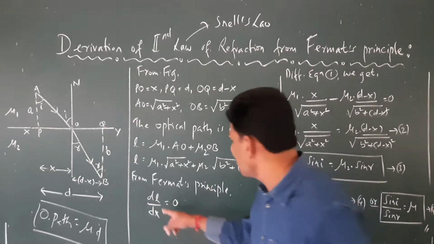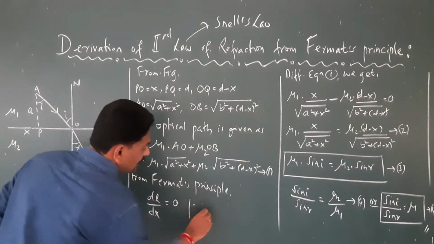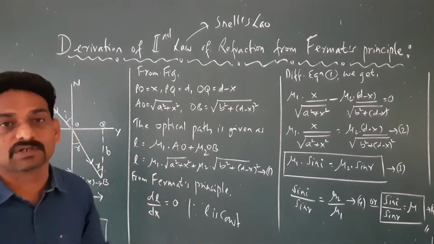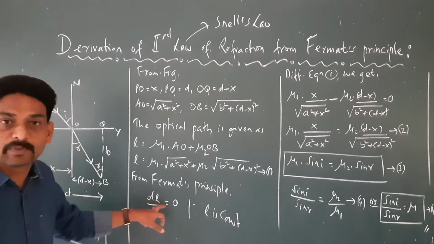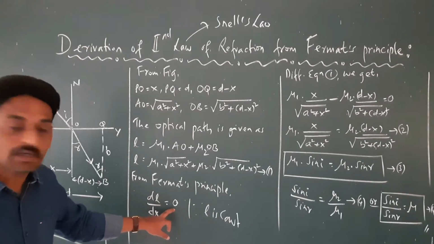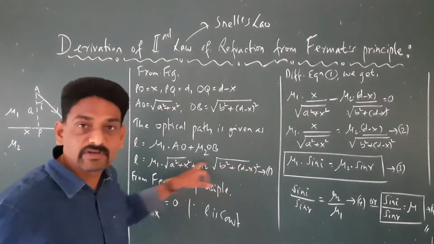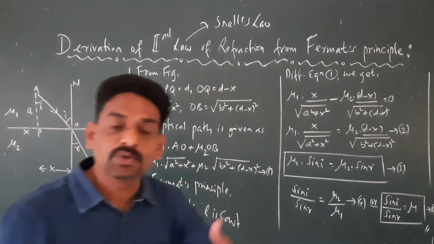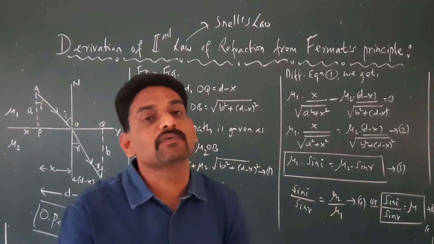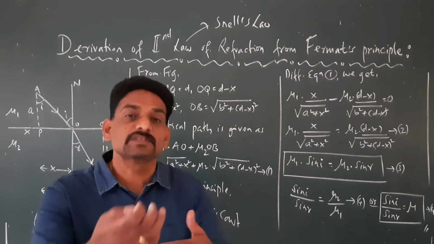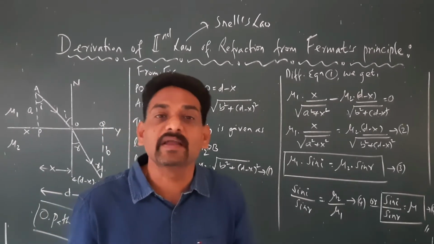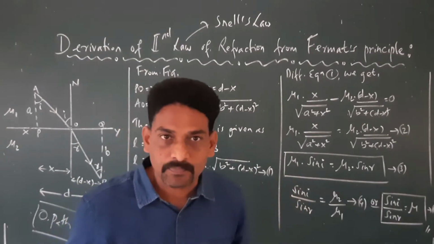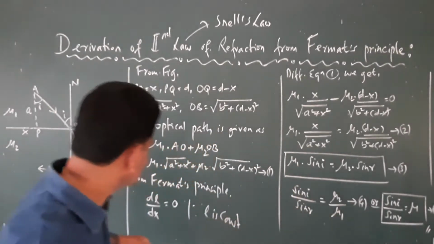0. Why is it 0? Because L is a constant. So therefore dl by dx is going to be equal to 0. It means we are going to differentiate this equation with respect to x and equate it to 0, and we simplify it. Once we simplify it, we get the final conclusion, that is, we are going to get Snell's law. Right? How? We will understand now.